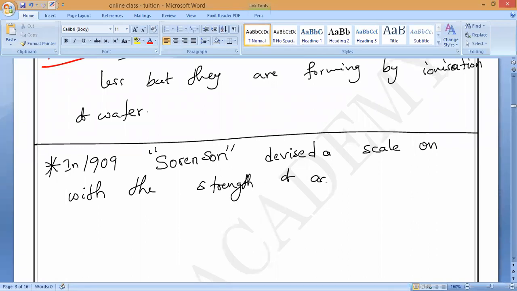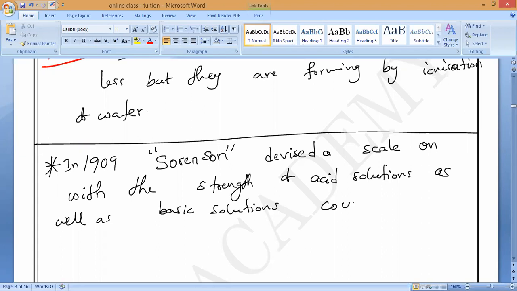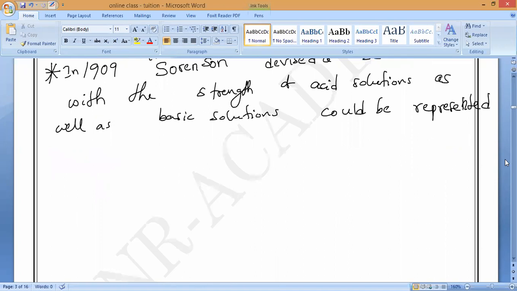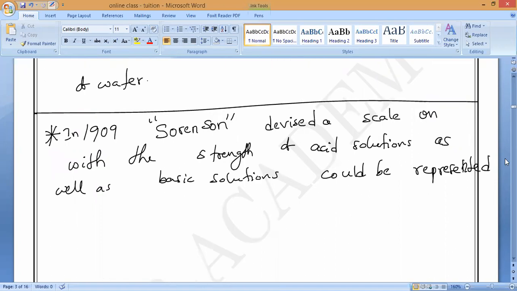the strength of acid solutions as well as basic solutions could be represented. As we know, the pH scale is represented based on what? Forget about OH minus ions. The pH scale is designed only with the help of H plus ions. All of you should remember the pH scale is designed only with the help of H plus ions.